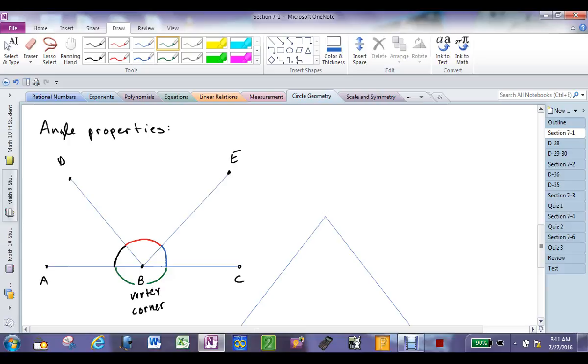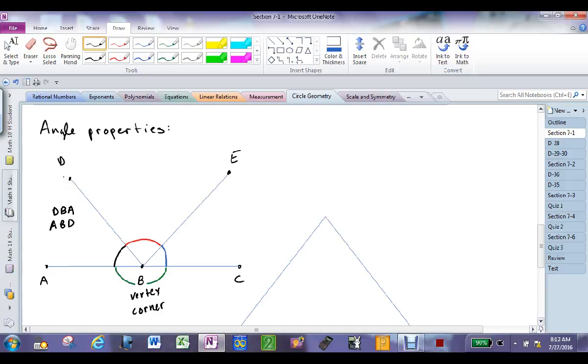So we have to name it with points on the angle. So the black angle is angle DBA or ABD. What's the thing that's the same in both? The corner, the vertex. That letter goes in the middle. And then you just follow the other letters. So DBA or ABD. Everybody cool?